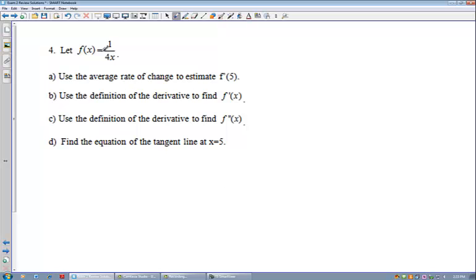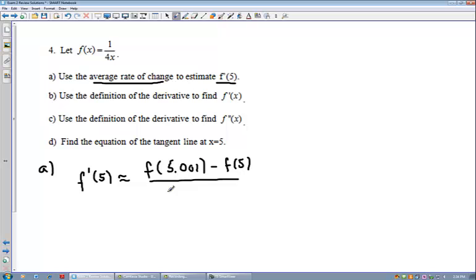So on number 4, we're given this function f of x equals 1 over 4x, and we have various parts we want to answer. On part A, it says use the average rate of change to estimate f prime of 5. So the idea behind this is that if we want to find f prime of 5, we can approximate this by taking f of some value close to 5. So let's do f of 5.001, and then take away f of 5 and divide by 5.001 minus 5. So this is the idea of average rate of change.